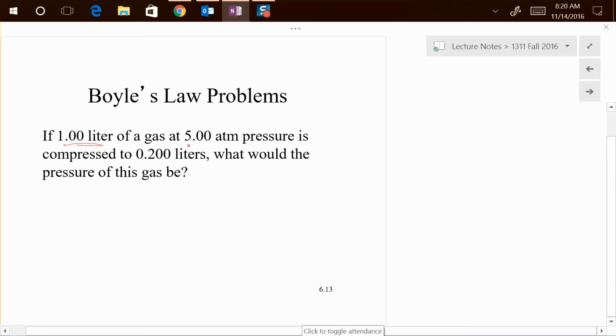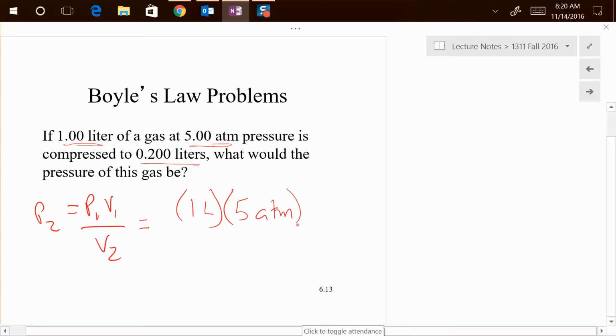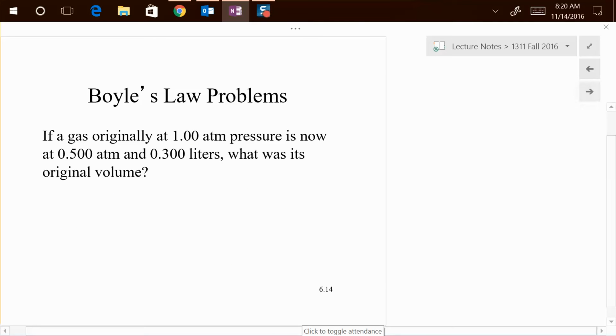Next, 1 liter at 5 atmospheres is compressed to 0.2 liters. What would be the pressure? What am I solving for again? P2. This is the equation I want to use: P1 V1, 1 liter times 5 atmospheres, divided by 0.2 liters. That'll give me P2. I think we've done enough of those.